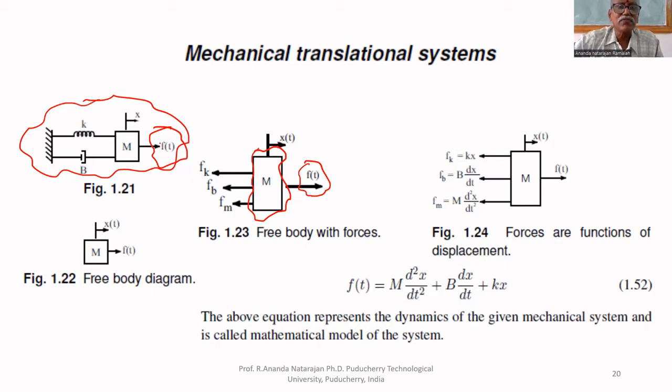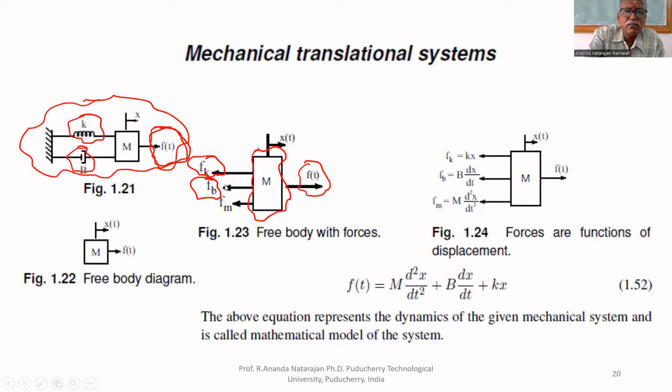Then what are the reaction forces? Because of this force, the reaction forces are, one, because of the spring, Fk. Because of this dashpot, another force, that is Fb. The third one is because of this mass. First, we have to draw the free body diagram.